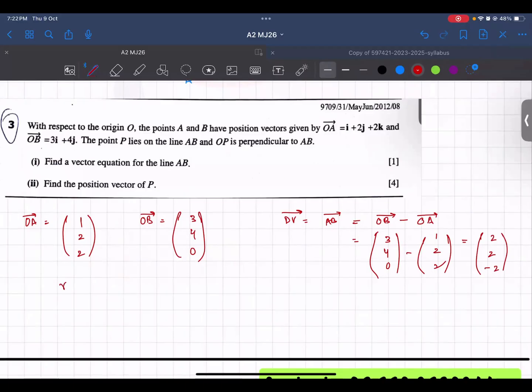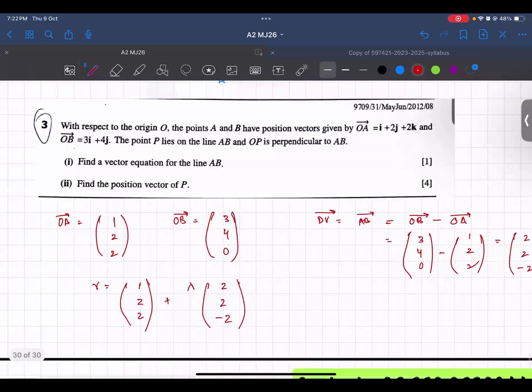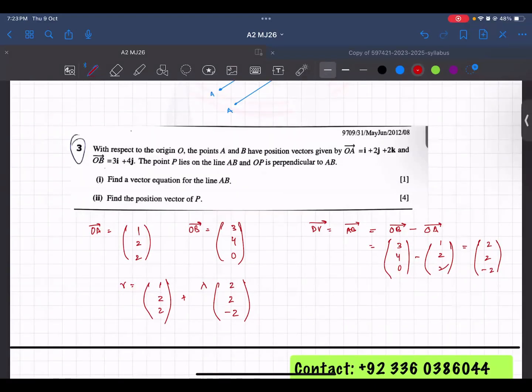Yes. So now the r will be, you can choose any one of the points through which the line is passing. You can choose OA or OB. So (1, 2, 2) plus lambda times (2, 2, -2). This is your answer for the first part. They can ask you further, find the point on the line when lambda is 1, when lambda is 2. So you will just substitute the value of lambda over here and you will get new points. Those will be the points on this line.